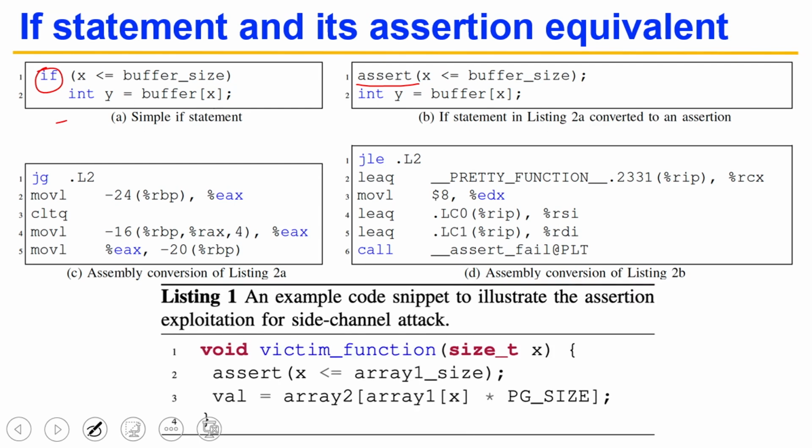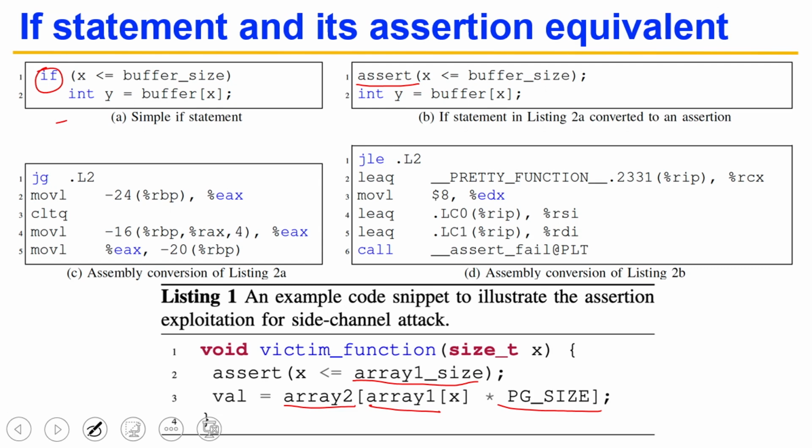But the key idea is that the victim function needs to have code like this. How we make a victim write code like that is a different story, because just having an assertion is not going to help; you have to have some knowledge about the victim's code. And as you can see, the next one is exactly the same: whatever you are doing with array1 size, this is array1, this is array2, this is the page size.